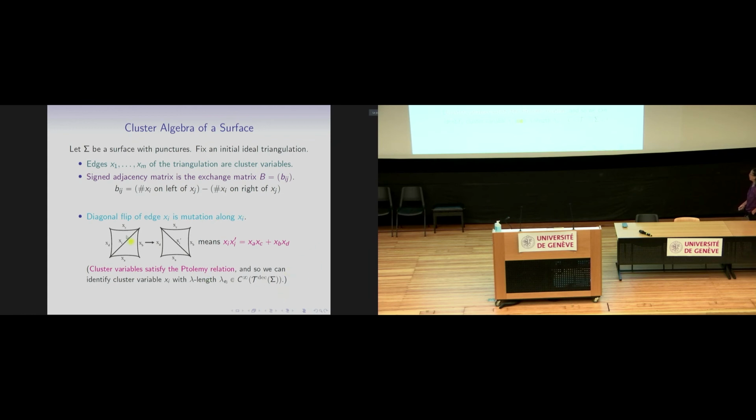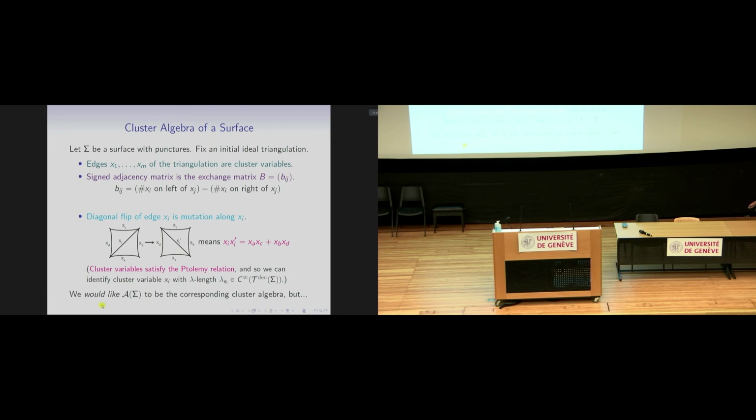It's due to Ptolemy. And so the idea is that we want to identify these cluster variables with the lambda lengths of the edges, right? Because they both satisfy this Ptolemy relation. And the idea is really that this cluster algebra is the corresponding cluster algebra that comes from the decorated Teichmuller space due to Penner. Okay, great.